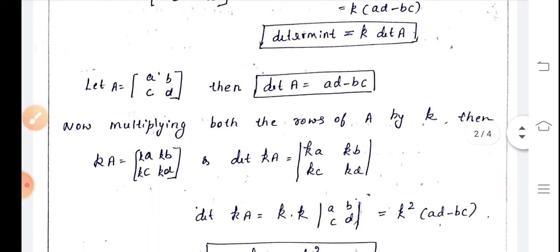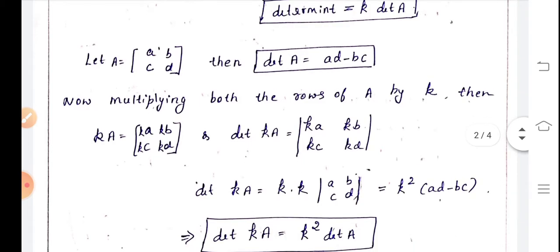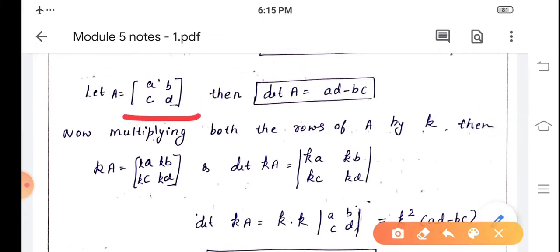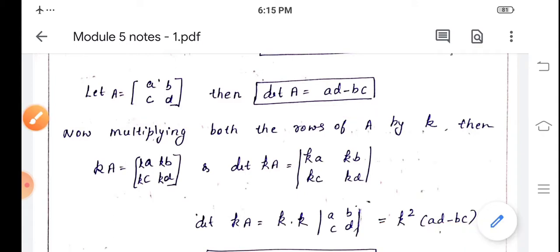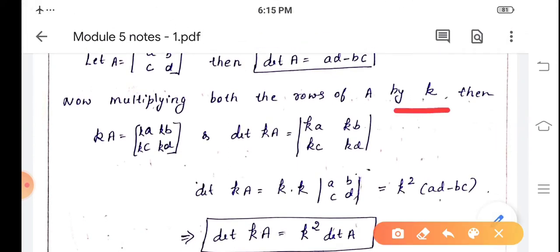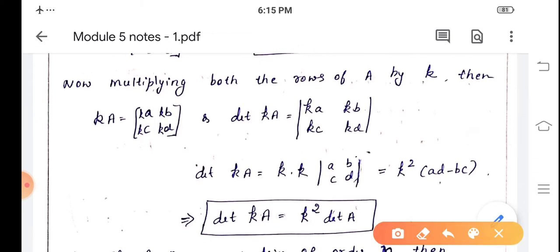Now, suppose we multiply all the entries of matrix A by scalar k. Now let us see what the determinant is. I am taking the same matrix, A equal to first row a, b, second row c, d. Then determinant of A is ad minus bc. When we multiply all the entries of matrix A by k, we get matrix kA equal to first row ka, kb, second row kc, kd.